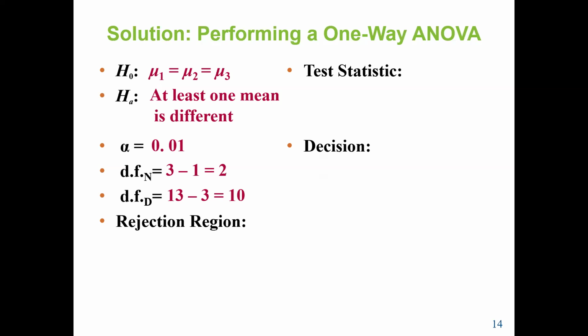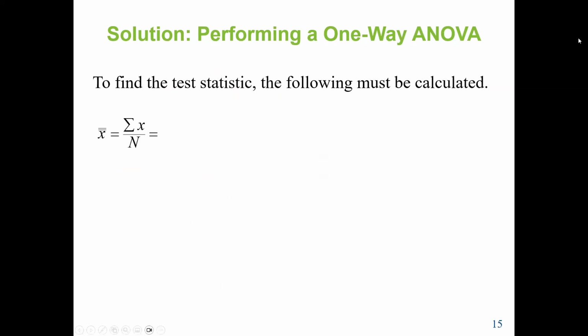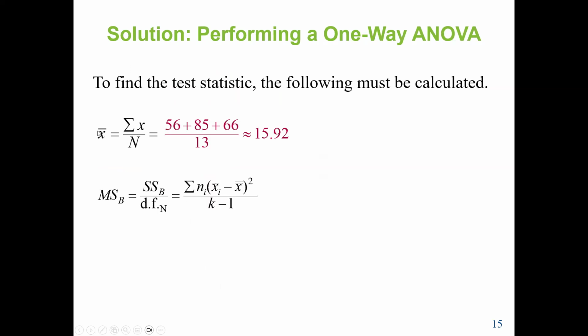Then the degree of freedom for the denominator will be 13 minus 3. So now we can draw the rejection region, and that gives us a critical value of 2. Next we find the test statistic. In order to find that, first we find the mean for all the 3 samples, because we don't have it yet. So we add all the 3 samples and divide by 13, because that's the total size.